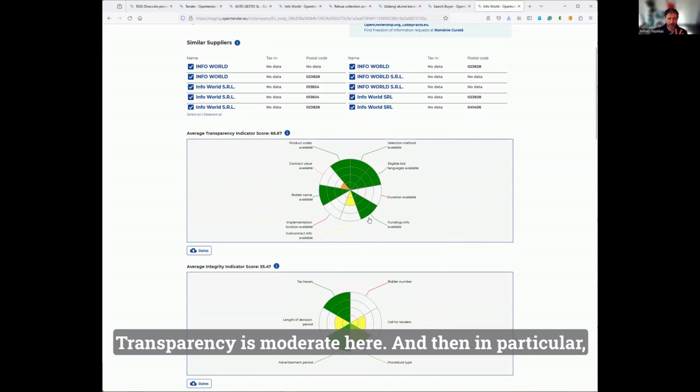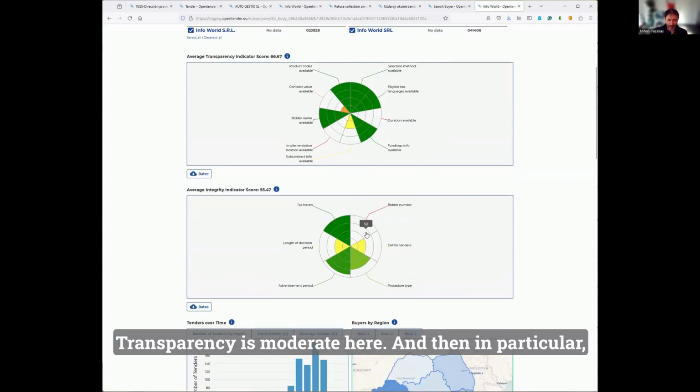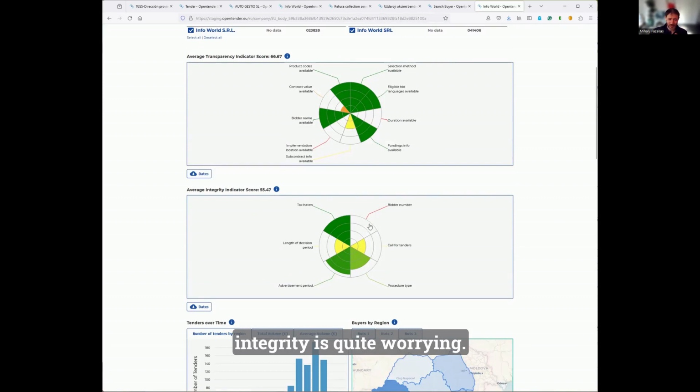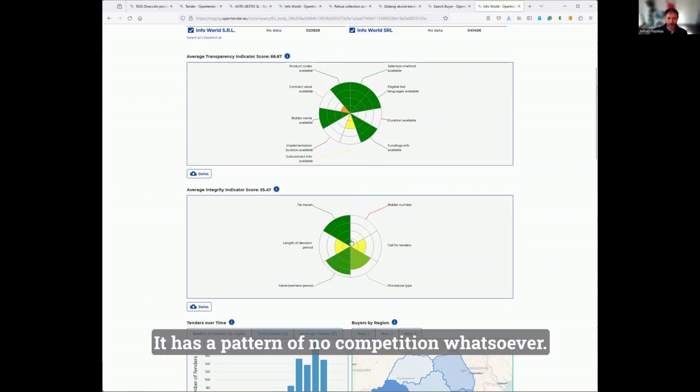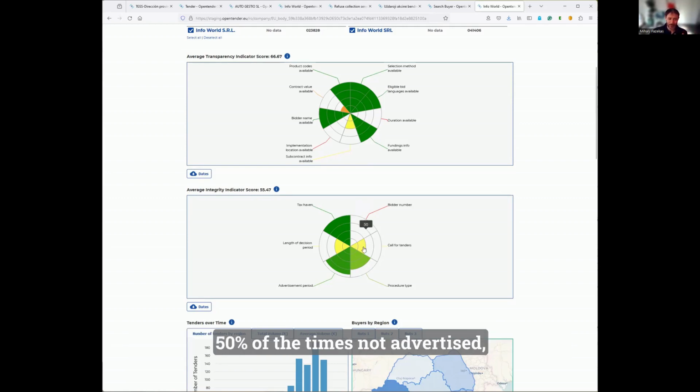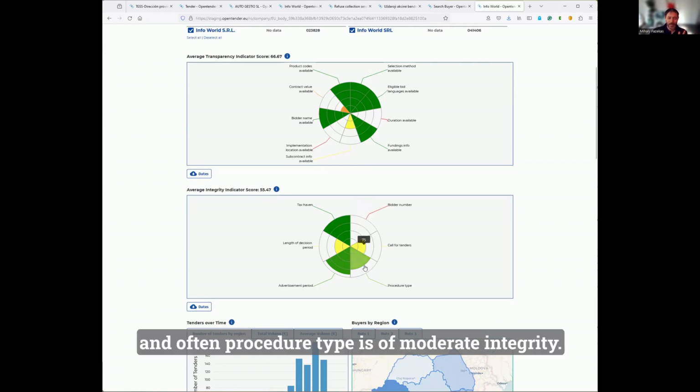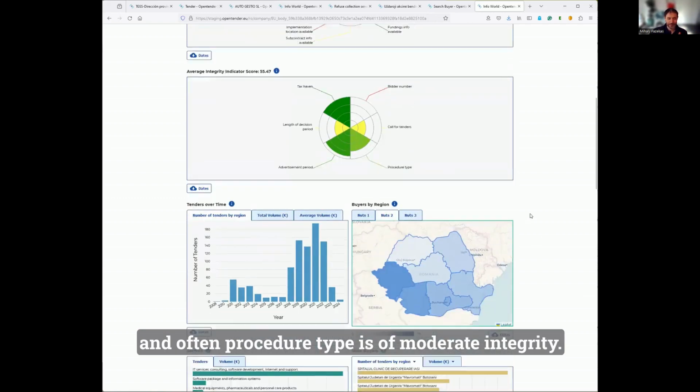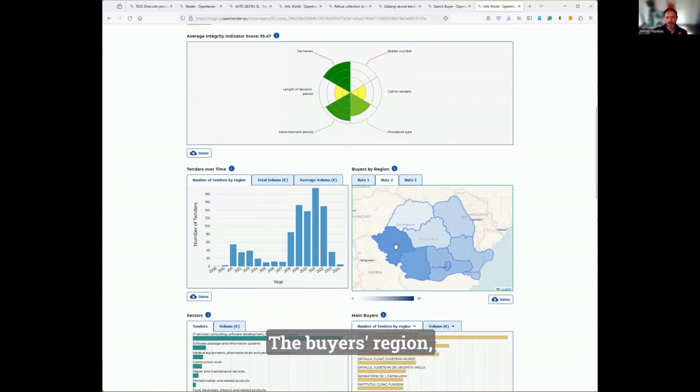Transparency is moderate here, and then in particular, integrity is quite worrying. It has a pattern of no competition whatsoever. It's always single bidding, typically not advertised, so 50% of the times not advertised, and often procedure type is of moderate integrity. Okay, the buyer's region, various regions around the country.